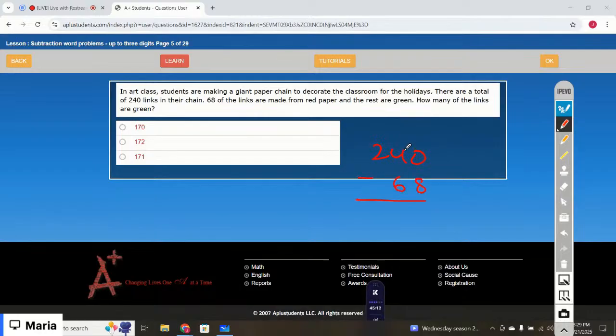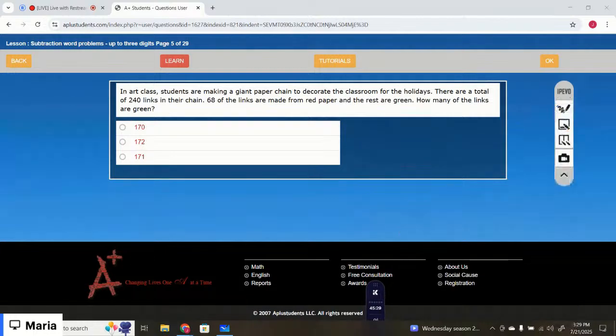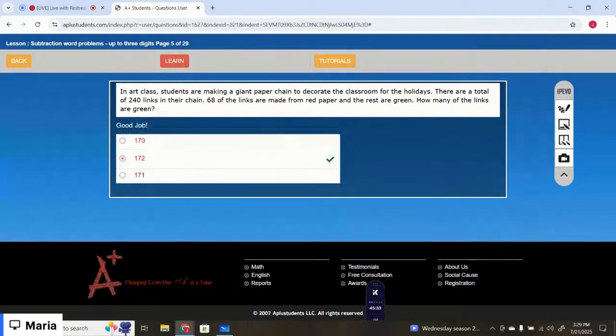240 minus 68. So we need to borrow one, that makes 10 here. 10 minus 8 is 2. Again, we cannot subtract 6 from 3, so we need to borrow 1. The borrow makes 13. 13 take away 6 is 7. That is 172. Option number 2 is the correct option. That is 172.